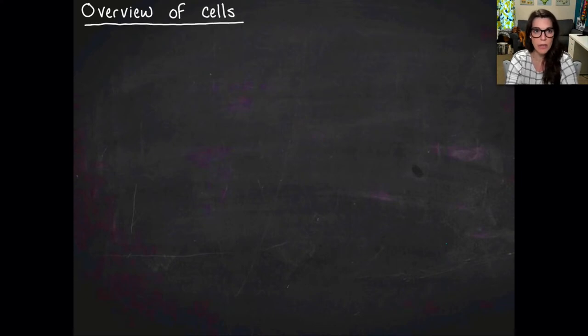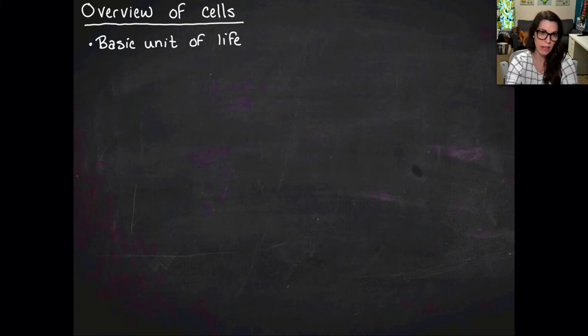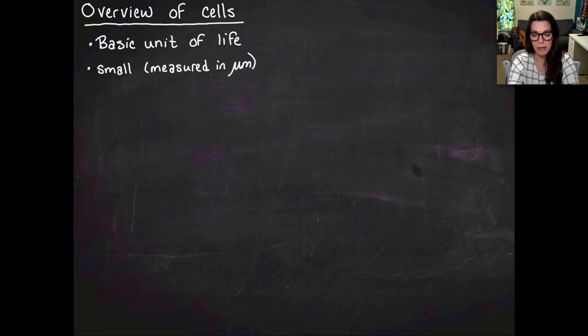So we're going to start with a really basic overview of cells, because this should be primarily review for all of you. So the first thing you need to know is that cells are the basic unit of life, and I think we've already talked about that, and I'm fairly certain you've seen that several times throughout your other classes. They're small. We measure cells in micrometers. That's not a U, that's a mu, which is the symbol for micro. So 1 millionth of a meter. And they vary in size, structure, and function.